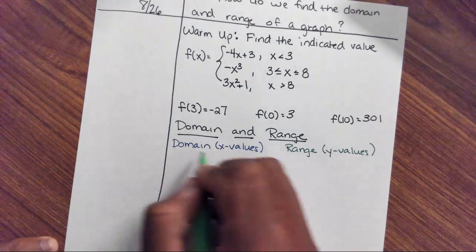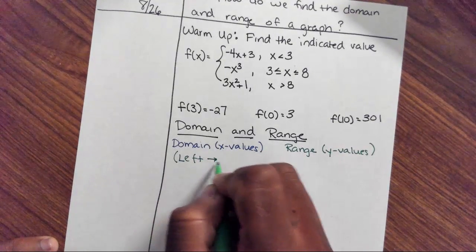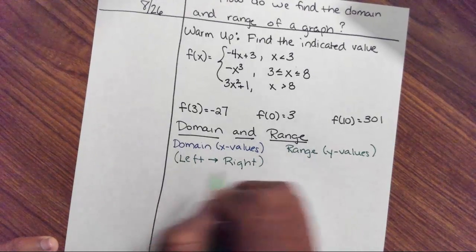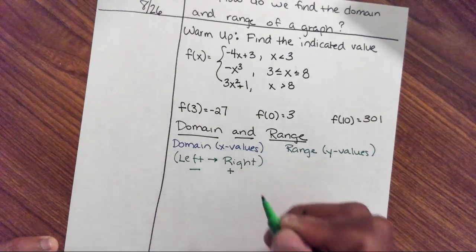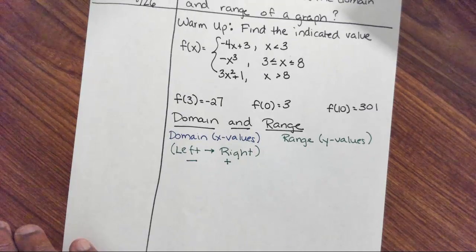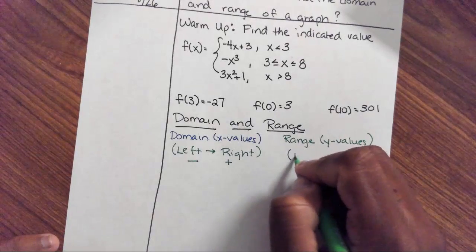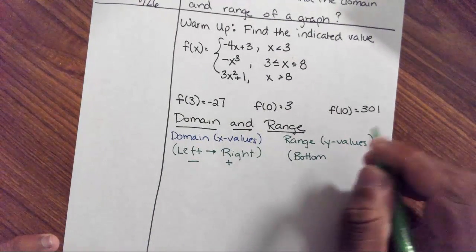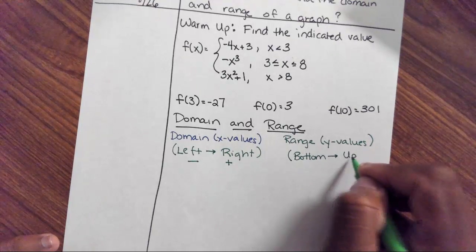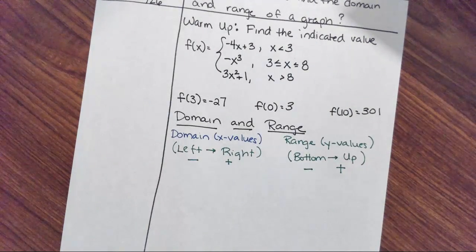So when you read this graph, you're going to read the domain of the X values from left to right. And when you go left to right, that means you're going from the negatives to the positives. When you read this graph, you're going from the bottom up. And when you read from the bottom up, that really means you're reading negative to positive. So when you read X's, you read from the smallest X to the largest X. When you read Y's, you read from the smallest Y to the largest Y, right?